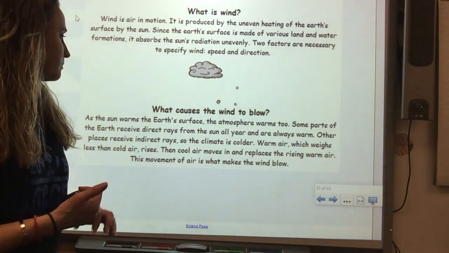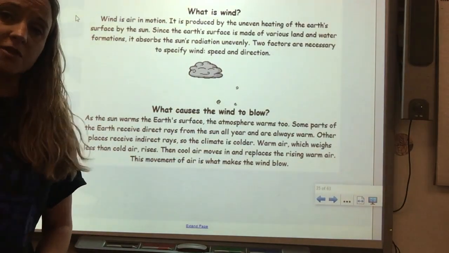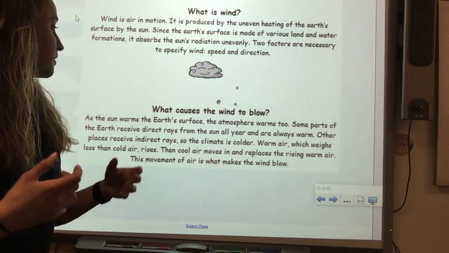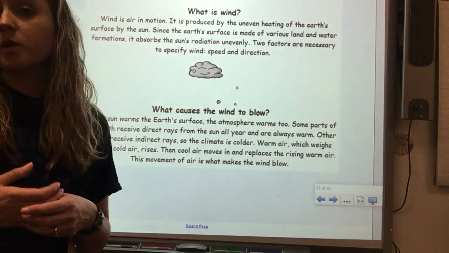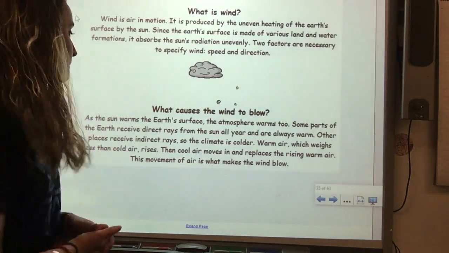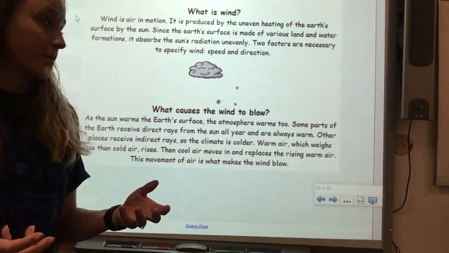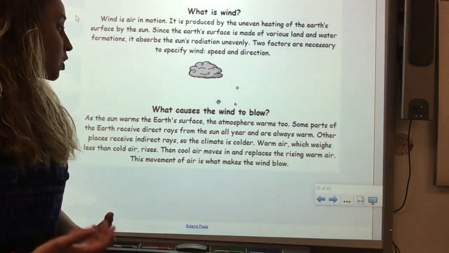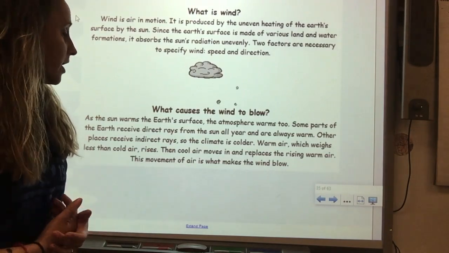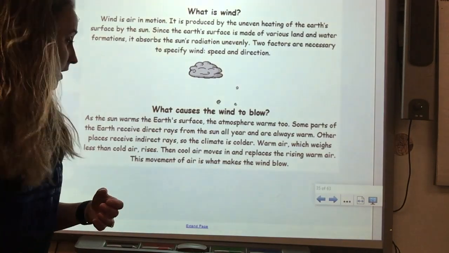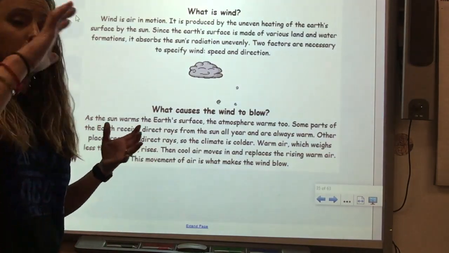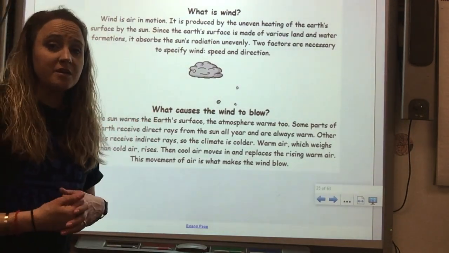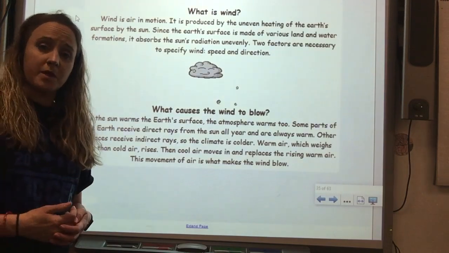So what causes the wind to blow? As the sun warms the Earth's surface, the atmosphere warms too. Some parts of our Earth receive direct rays from the sun all year. That's near the equator. And they're always warm. Other places receive indirect rays, so the climate is colder, okay? Warm air, which weighs less than cold air, rises. And then the cool air moves in to replace the rising warm air. This movement of air is what makes the wind blow.